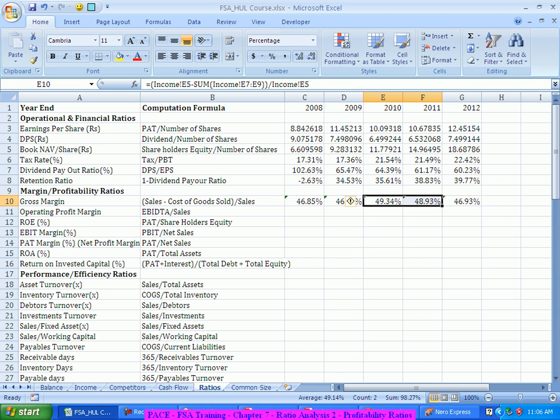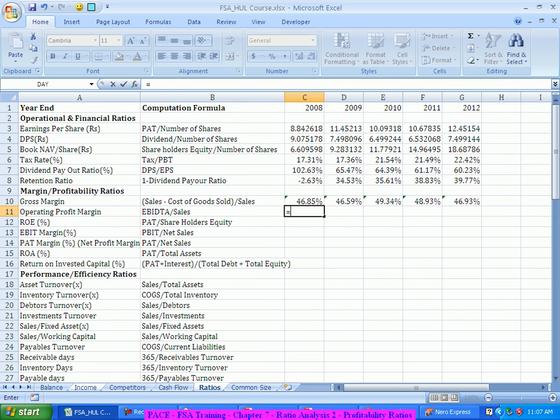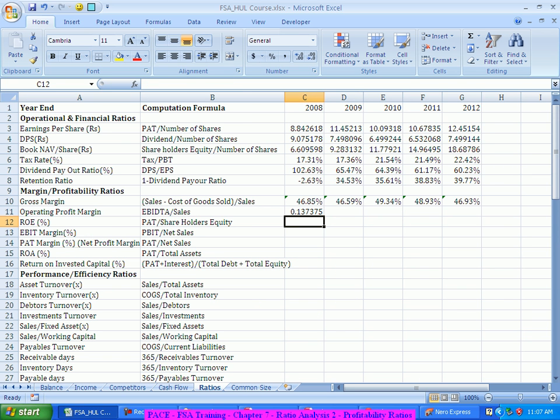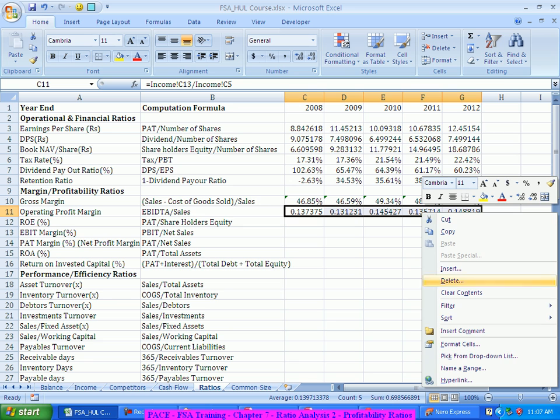Then similarly, operating profit, where I take EBITDA by sales, which means operating profit even takes care of employee costs, selling and administrative and other expenses also. All operating revenues minus operating expenses, which will come out as EBITDA, is already computed here. EBITDA divided by sales. So it says almost 14.88%.